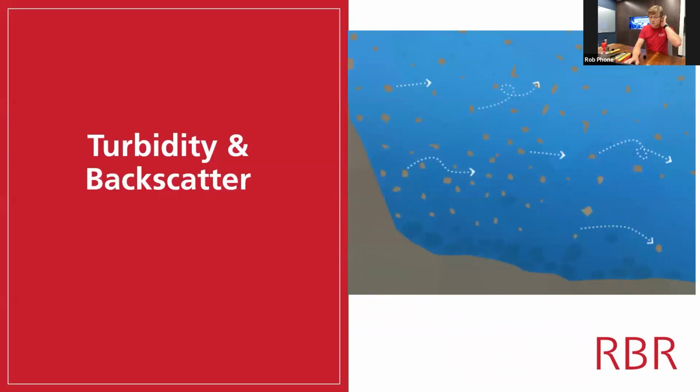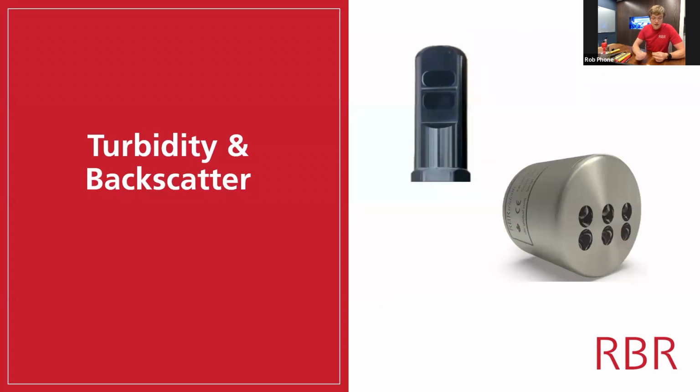Next, for turbidity and backscatter, we measure backscatter and turbidity to know the abundance and distribution of suspended particles. This affects how far light can travel through the ocean and how much sediment is being transported. RBR offers a variety of backscatter and turbidity sensors. I have an example of two here. One is the C-point STMS, and the other is the RBR Tridente. I'll use these two as examples of how to describe the measurement technology.